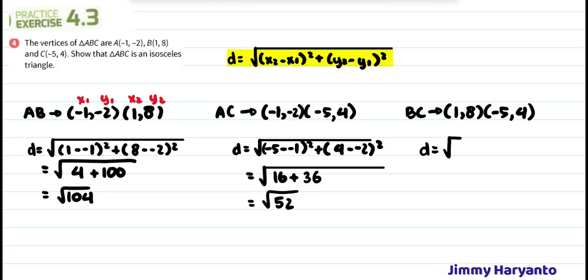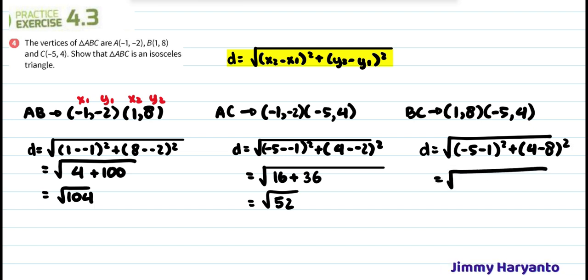For this one, y2 minus y1: negative 5 minus 1 squared plus 4 minus 8 squared. So this one is 36, this one is 16, and the answer is square root of 52. As you can see, we only have one pair of the same length of sides. That means the triangle is isosceles.